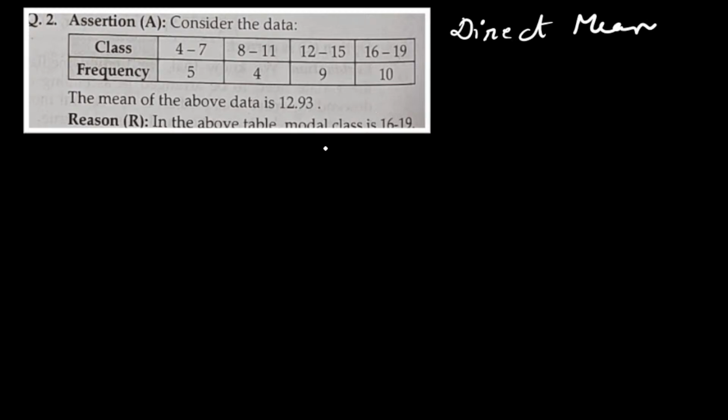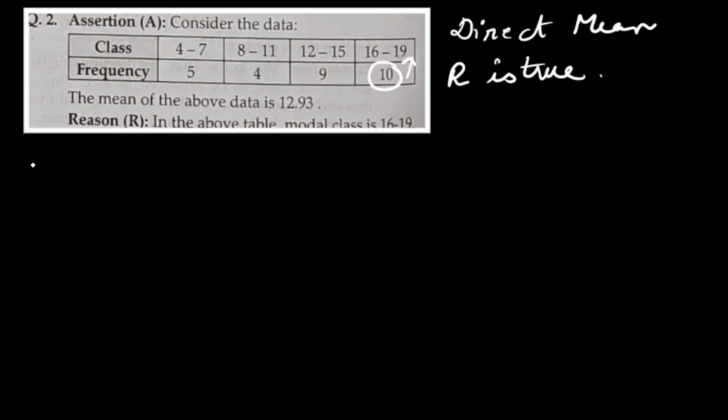First of all, reason you can tell me. They are telling modal class is 16 to 19. So is it correct? Which one is the modal class? Highest frequency is 10. Opposite to highest frequency, which class is there? 16 to 19. So that means R is true here. In this question, R is true. Now let's find the A statement. We have to find the mean, because then only we'll come to know whether the mean is correct or not. They have already given us the mean of the above data.